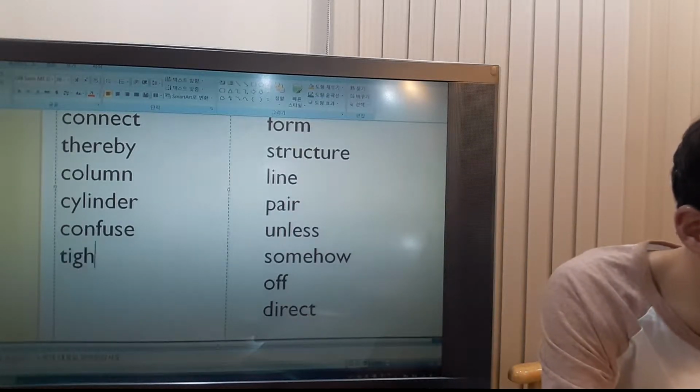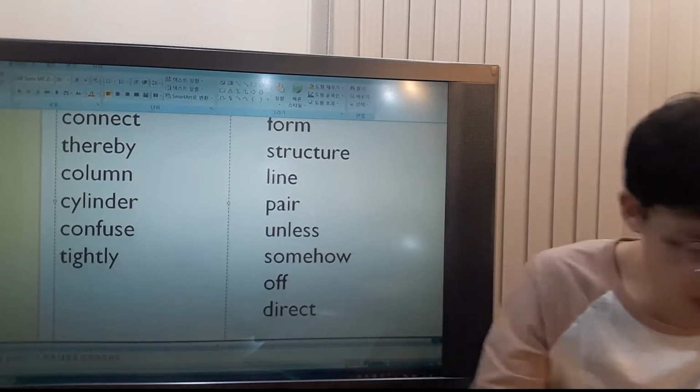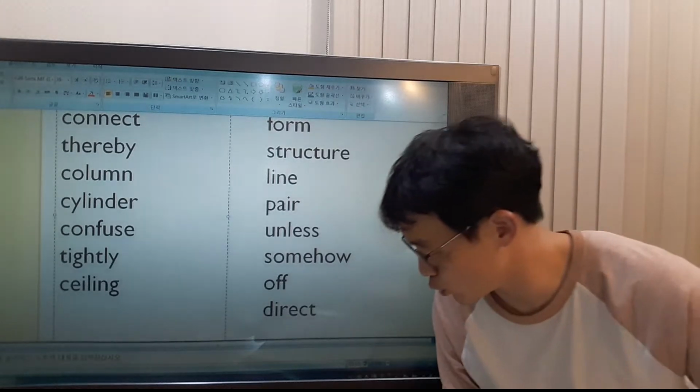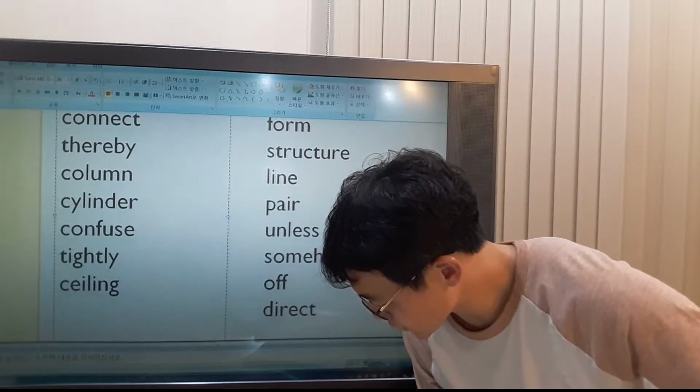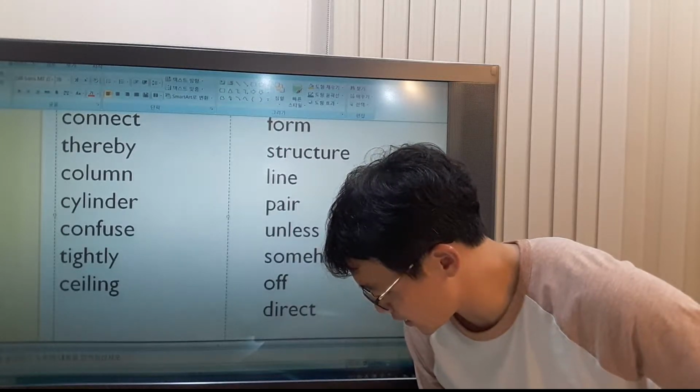Holding tightly. What does tightly mean? Tightly means firmly. Alright? Firmly to the ceiling. What's a ceiling? Ceiling is the top surface of a room. Okay? Just think of a stalactite holding tightly to the ceiling of a cave.